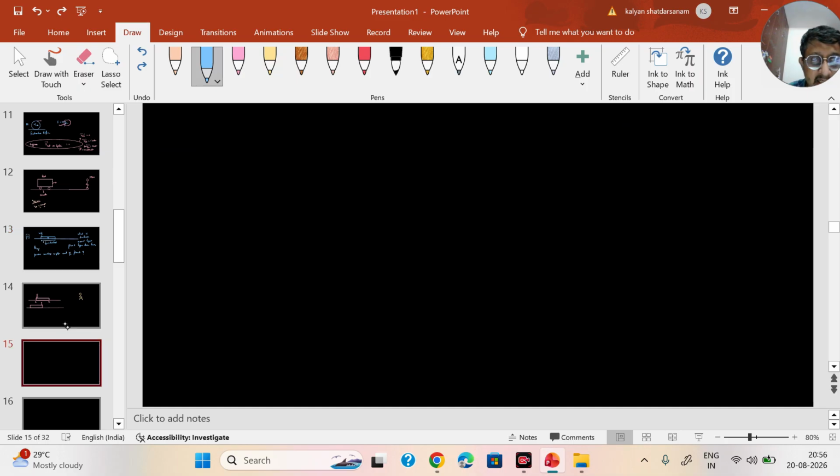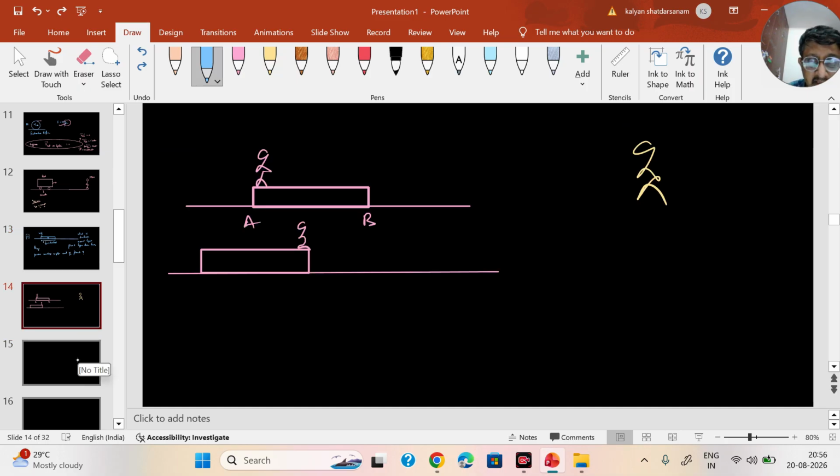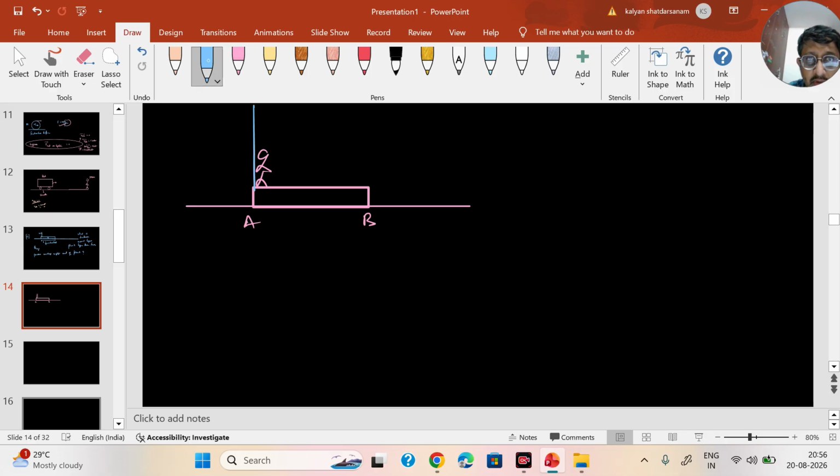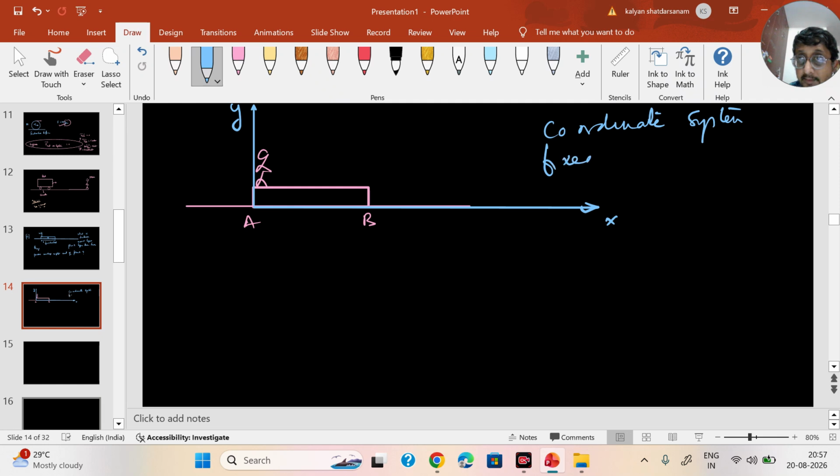So ultimately, let's do it properly with a coordinate system. First, let's do it with a coordinate system. Then we will do it in an easier shortcut way. I am fixing my coordinate system to the ground. Coordinate systems are fixed to the ground. They don't move. You might move, plank might move, but the coordinate system is not moving. So coordinate system fixed to ground.